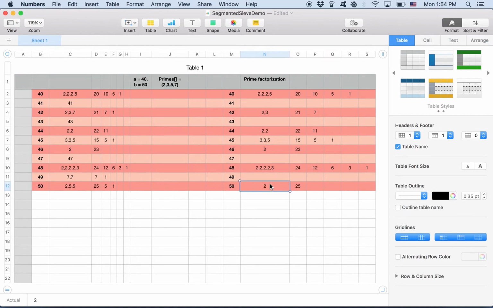45. We go to 50. 50 is already 25. It is divisible, and it is divisible again by 5. So we write 2 5s here, right? 50 is 2 times 5 times 5.